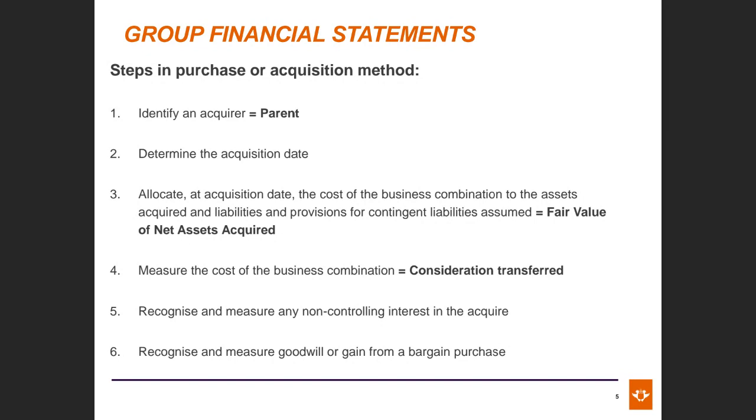Then step 6 is to recognize and measure goodwill or gain from bargain purchase. So here you will compare the consideration paid and whether it is greater or less than the fair value of the net assets acquired. This will result in either goodwill or a bargain purchase. But we have examples on all of these.